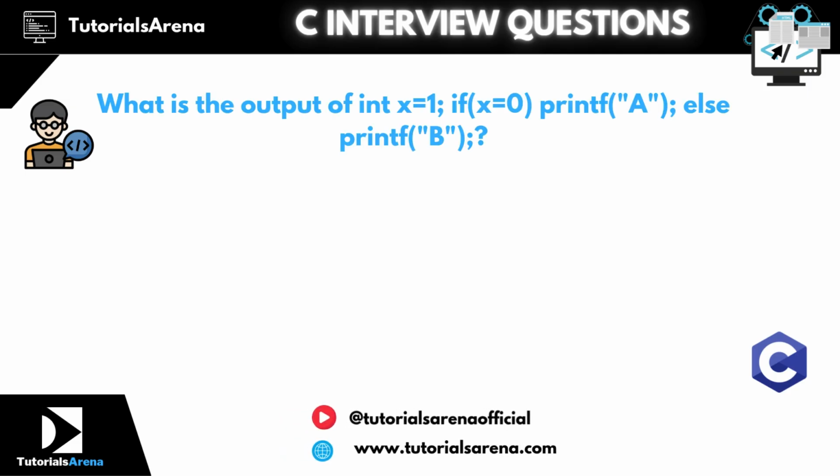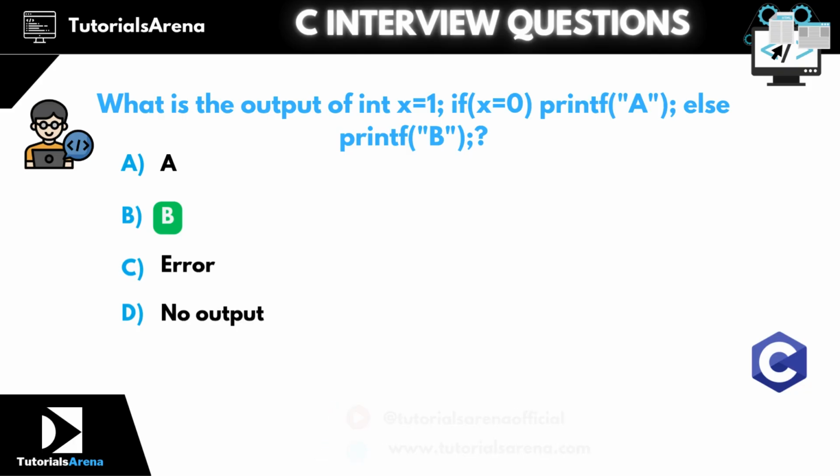Question 64. What is the output of this statement? Option A, A. Option B, B. Option C, error. Option D, no output. The correct answer is option B. Assignment returns 0. Moving on to the next question.